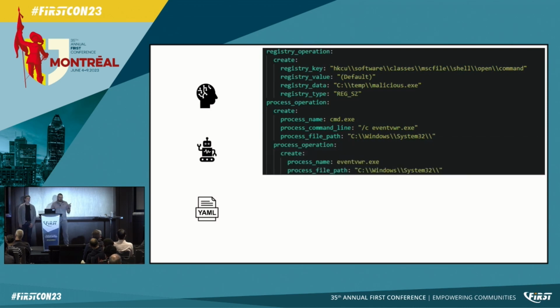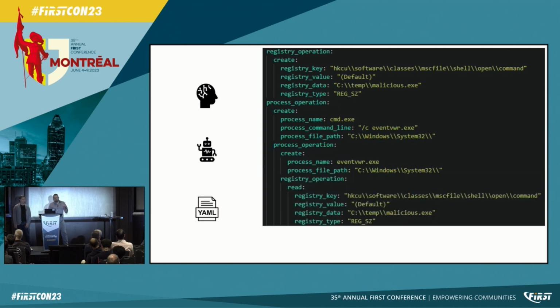And now we've got, notice the tabbing over, right? So in YAML, we have a subkey. The second process operation up there for event viewer is a subkey of the parent key. So we have a parent-child process relationship that we can document in a machine-readable fashion. So we can track that. cmd.exe started event viewer, and event viewer is a child process.